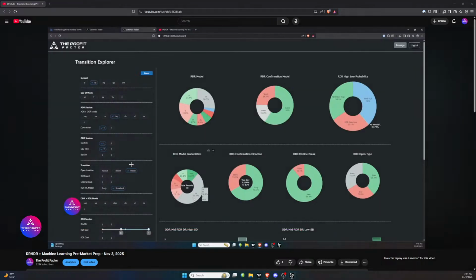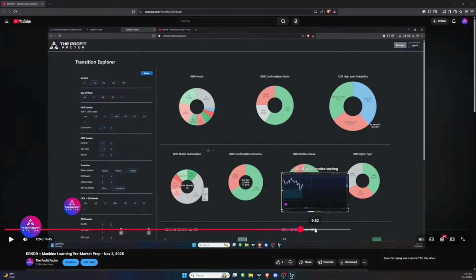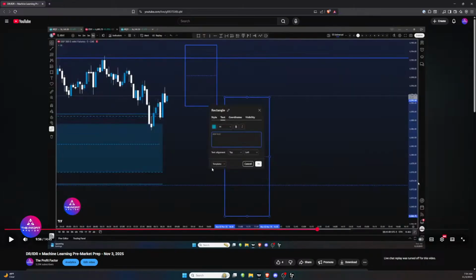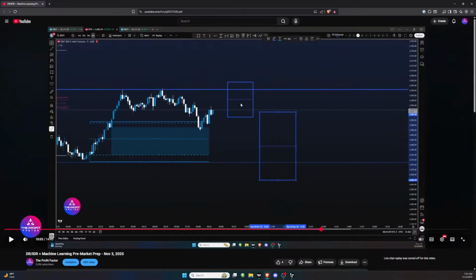So the key thing here is this right here. Our open was inside of the DR IDR, and that switched us over to a 50% probability of having a range expansion day. So that had me looking at both. Was this just a little anomaly? Was it strong enough to be a signal for range expansion, or was it legit and we're going to end up getting this range expansion day?